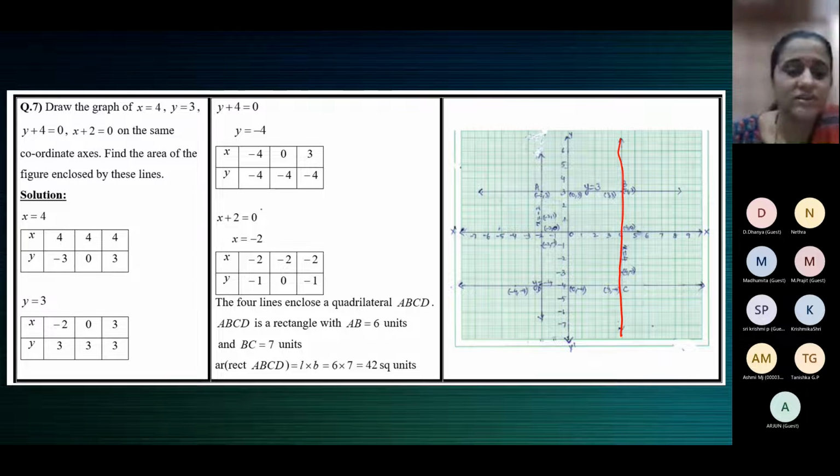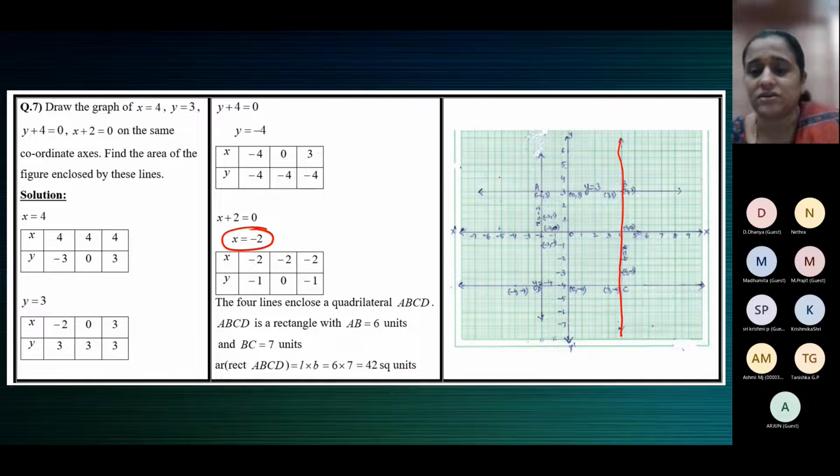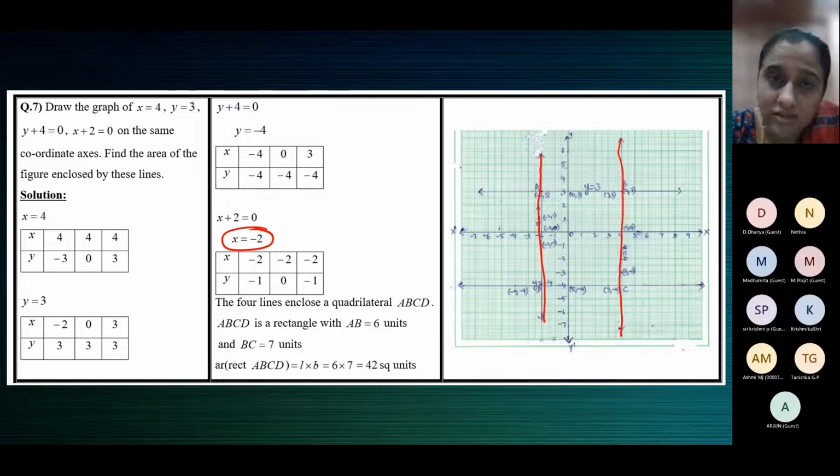Now see this, x is equal to minus 2. It's here. This is x is equal to minus 2. How is it? X is equal to minus 2 is also a line parallel to the y-axis. X is equal to 4 has a positive value, and here it's a negative value. When it is x is equal to, the lines are parallel to the y-axis. If it is positive, right side. If it's negative, left side.